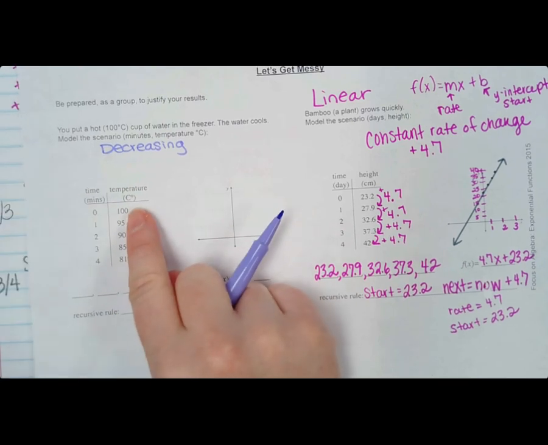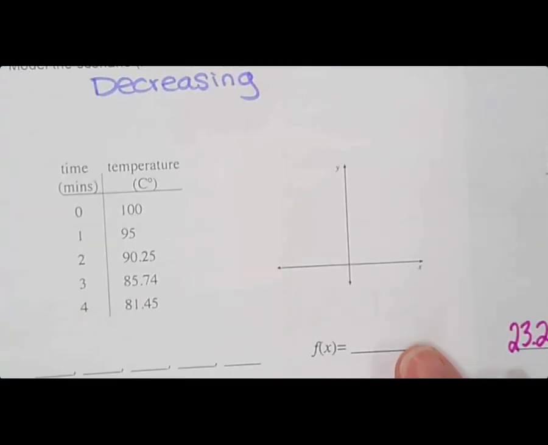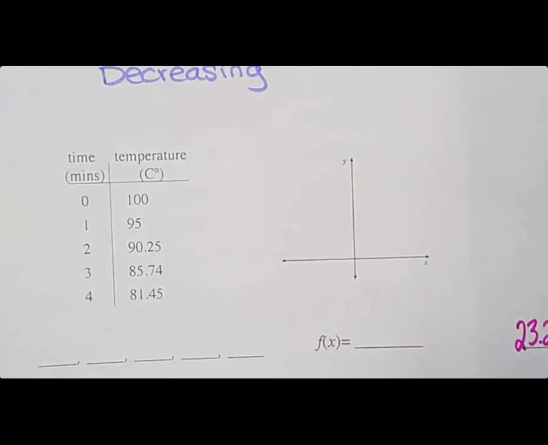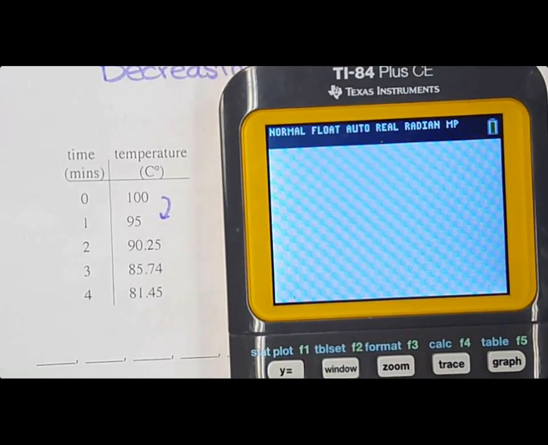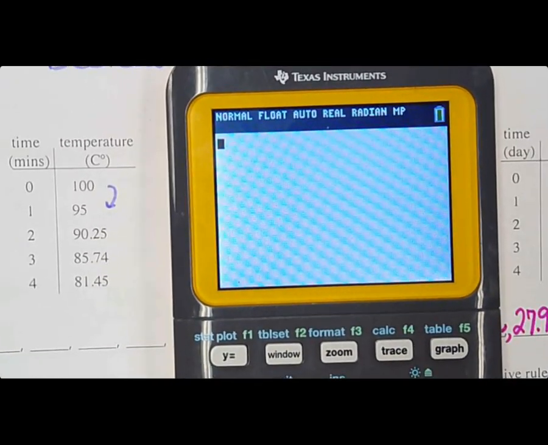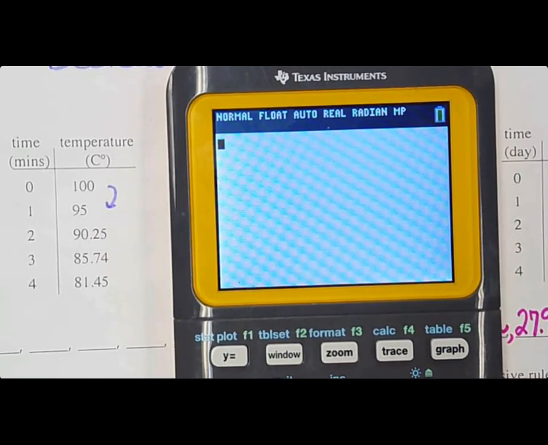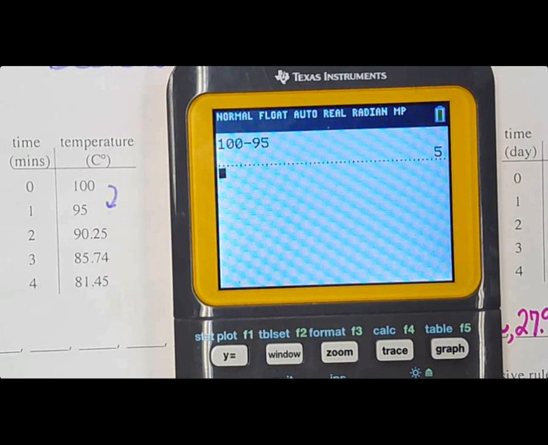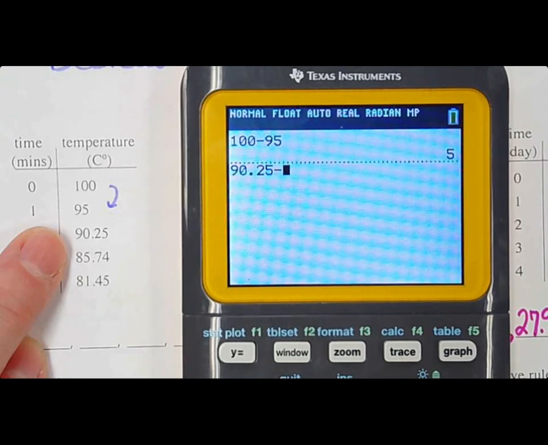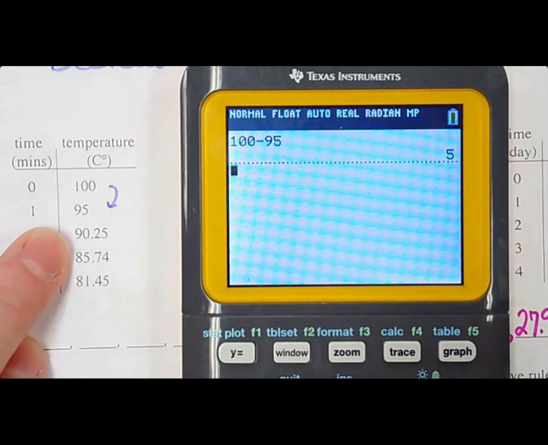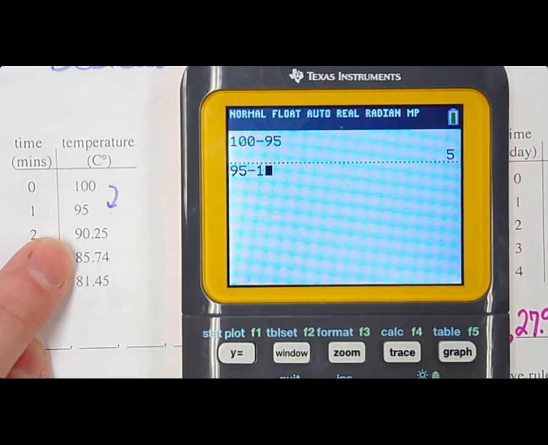All right, so we have this table right here. So let's look at it. So how would you know for sure that it's not linear? Because they don't have the same constant. Okay, so by subtracting, you can find that. So 100 minus 95 is 5. And it's going down. 90.25 minus 90, oh, I should do it the other way. That's a minus. Oh, yeah, it's a minus 5. I should have done 95 minus 100. Negative 5.